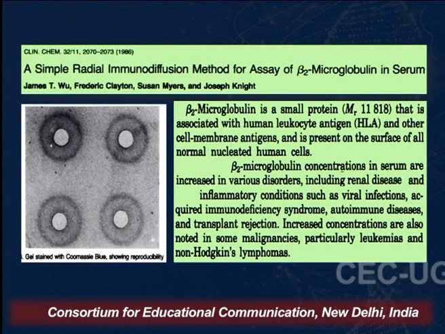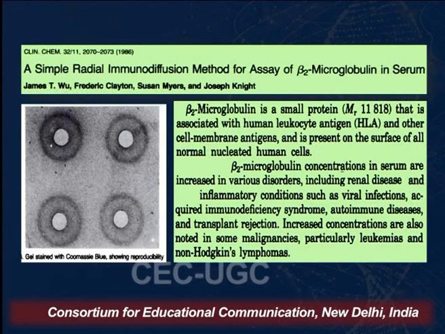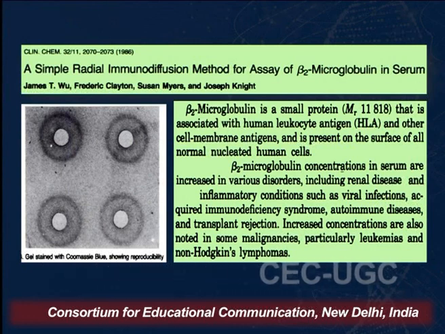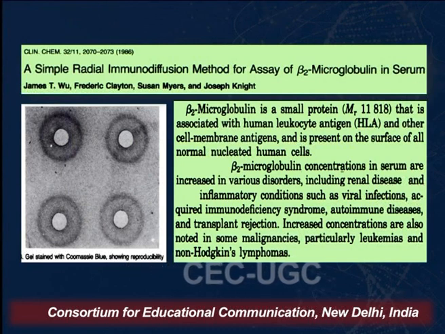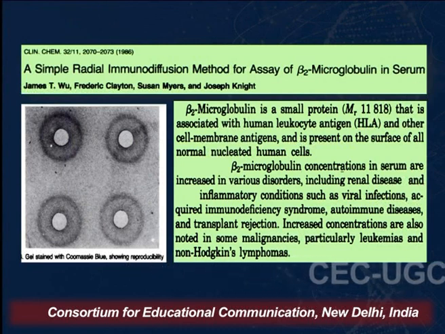So if the patient serum sample is loaded onto the well on the agar plate, we can easily see the diffusion taking place and the immunoprecipitin line, which can then be compared with the standard curve, and the concentration of that particular antigen can be determined from the standard curve.